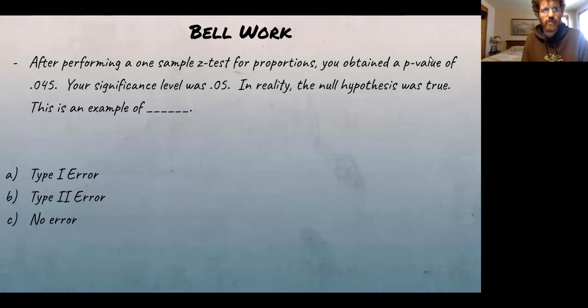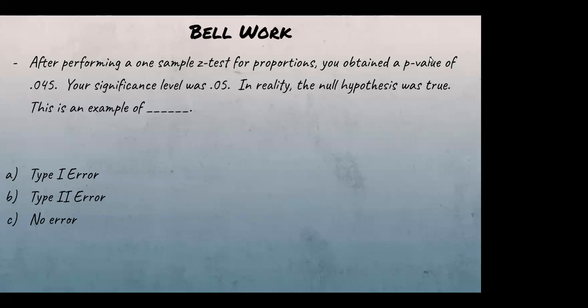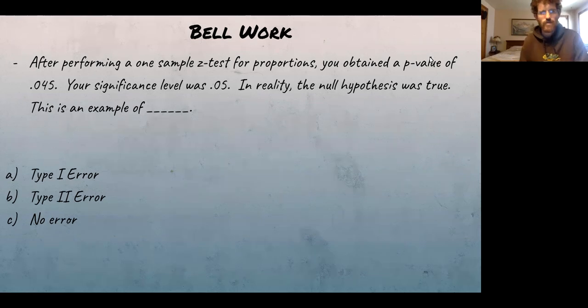You got a p-value of 0.045. Significance level is 0.05. In reality, the null hypothesis is true. So did we accept or reject the null hypothesis on the basis of our p-value? We rejected it, but the null hypothesis was true. So that means there was an error that was made. Was it type 1 or type 2?